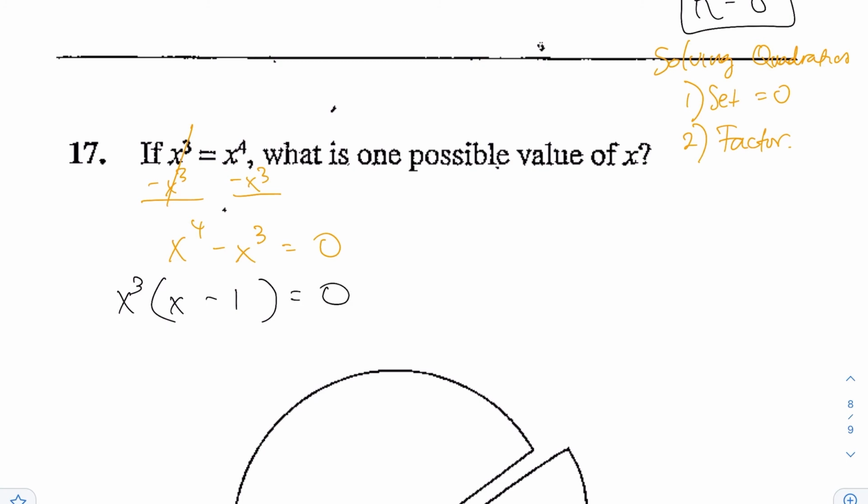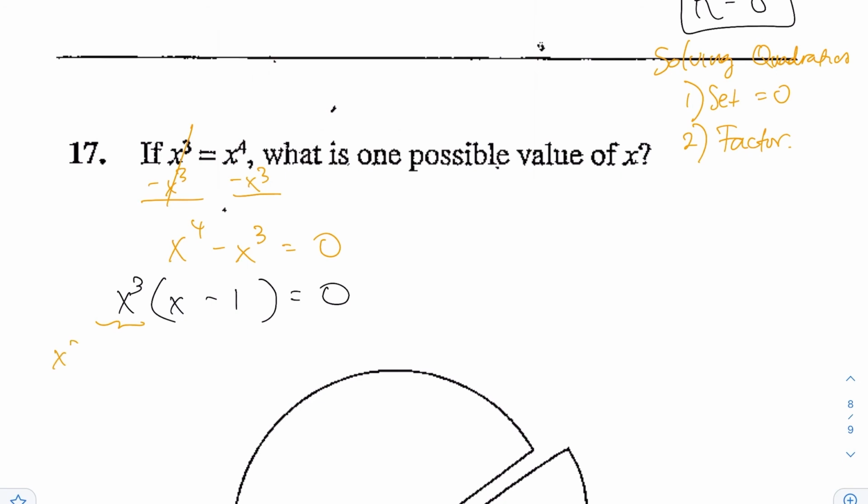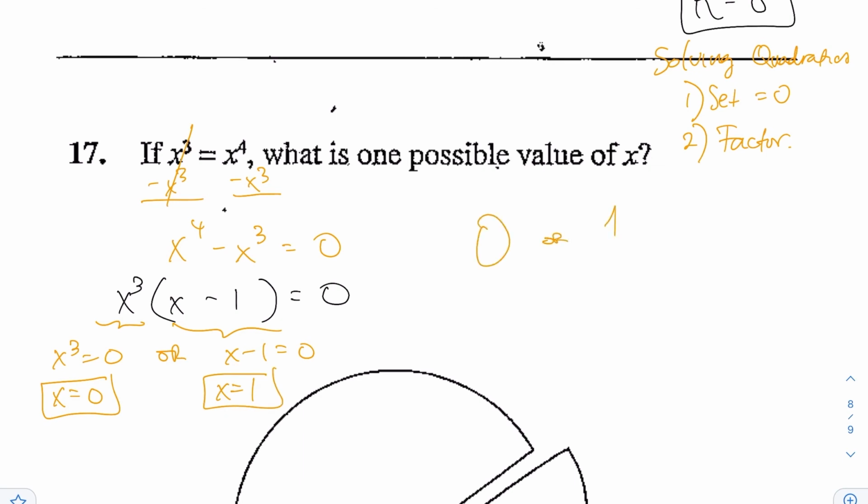is equal to 0. So here you can use the zero property. So either x cubed is equal to 0 or x minus 1 is equal to 0, because anything times 0 is equal to 0. Now if x cubed is equal to 0, x would be equal to 0, of course, because 0 cubed is equal to 0. And if x minus 1 is equal to 0, x would be equal to positive 1. So there are two answers, 0 or 1. You don't do both, you just bubble in one of them.